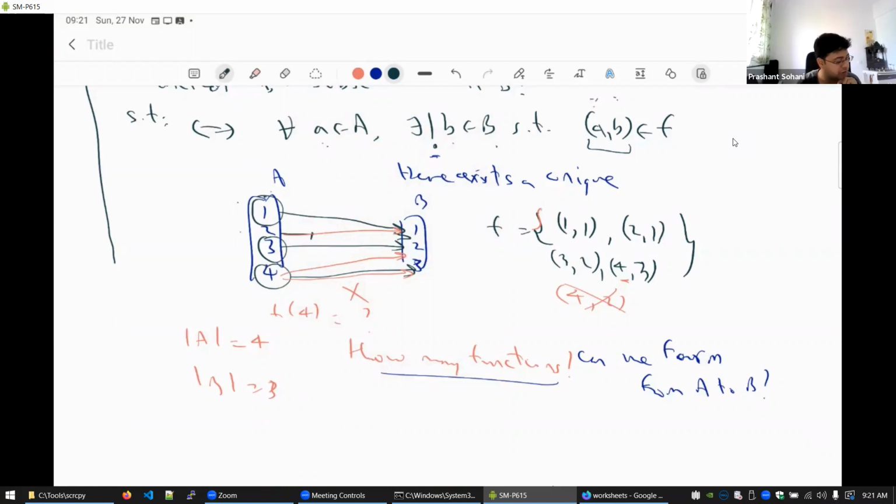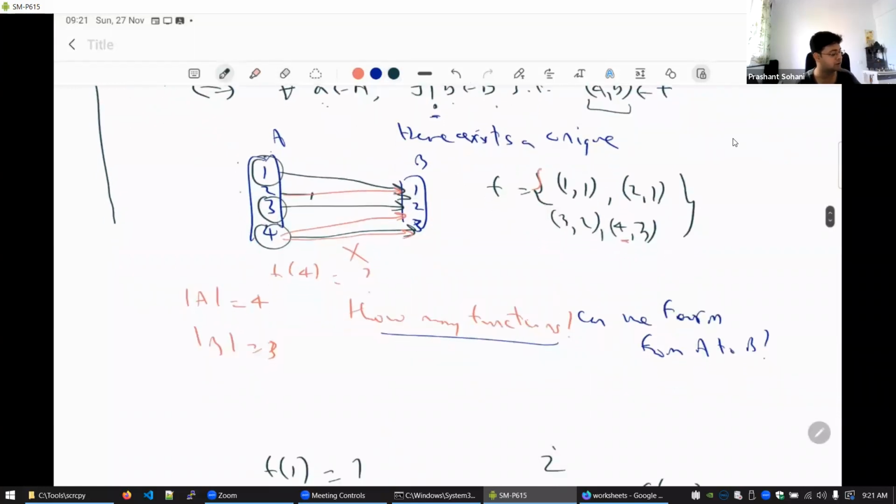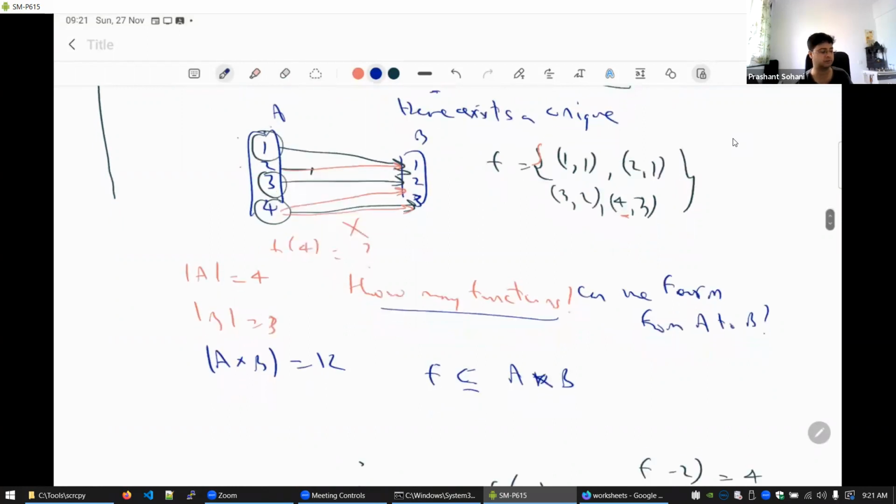Yeah, but F is a subset of that set, right? Your A cross B is itself a set of size 12. And then you are considering all possible subsets of that set. A cross B is 12 and F is a subset of A cross B. So then how many possible such subsets can you create from a given set?